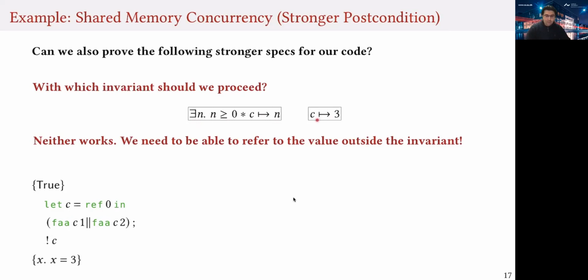On the other hand, we cannot just say it as an invariant that the value should be 3, because it doesn't hold at the beginning where we want to create the invariant, right? And of course, it's not upheld by the other threads, even if it were true at the beginning, right?